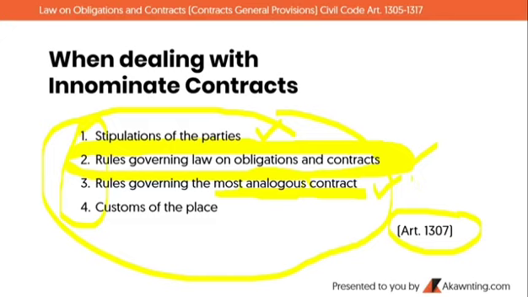Okay? And lastly, paano kung walang analogous contract na pwedeng mag-deal with that innominate contract? So, we refer to number 4, the customs of the place, or kung ano ang nakagawian sa lugar na yon, yun ang susundin. Okay? So, ito yung rules natin when dealing with innominate contracts or contracts that are named and that are not named under the law.